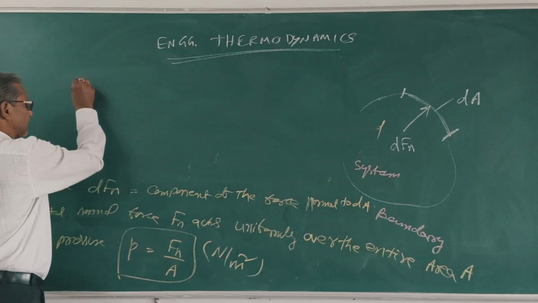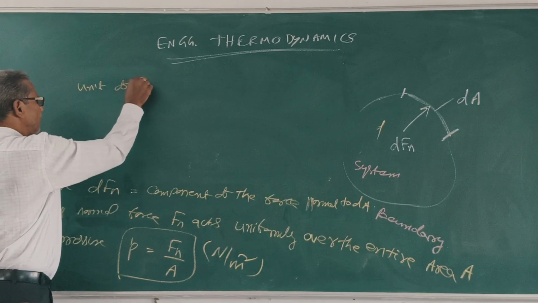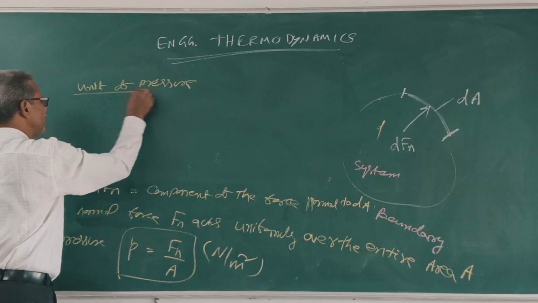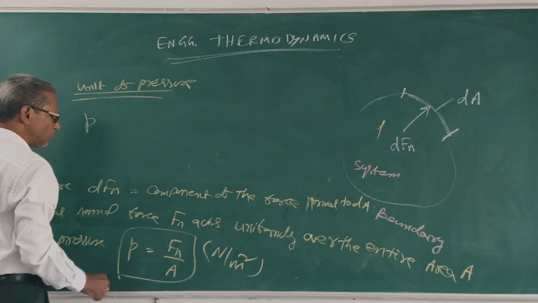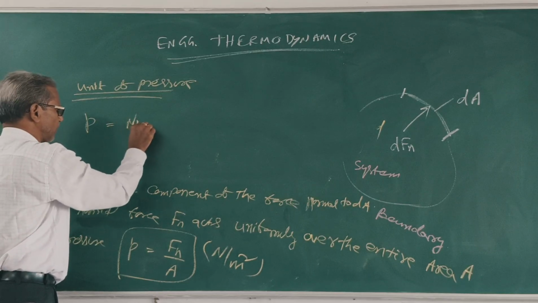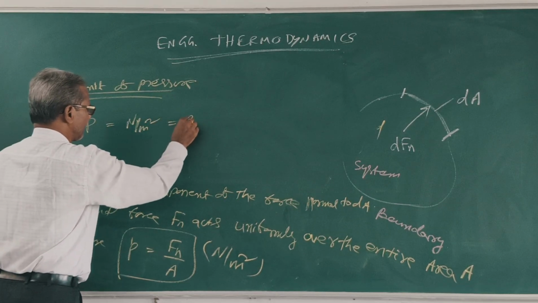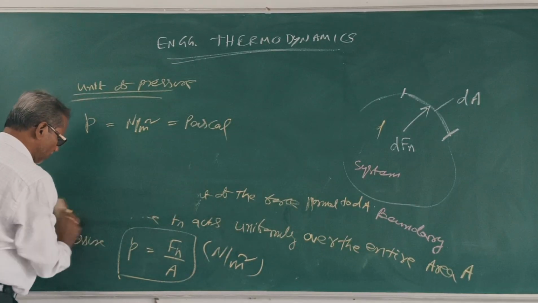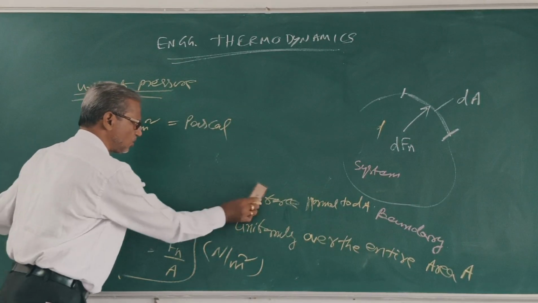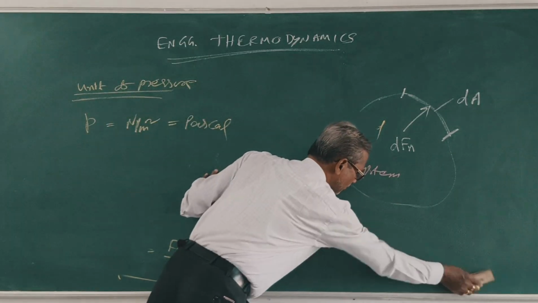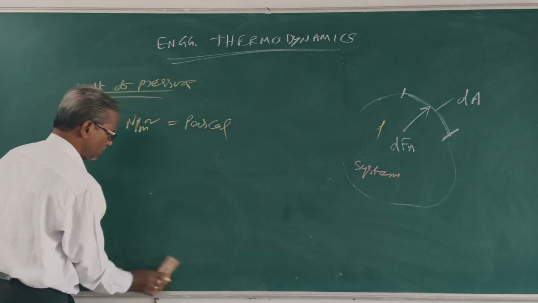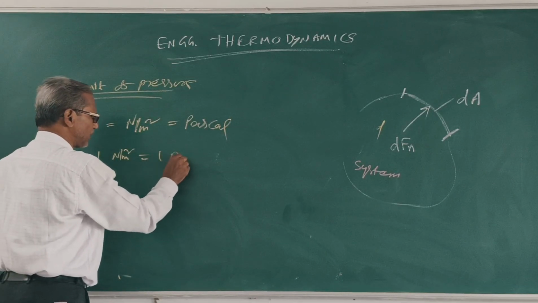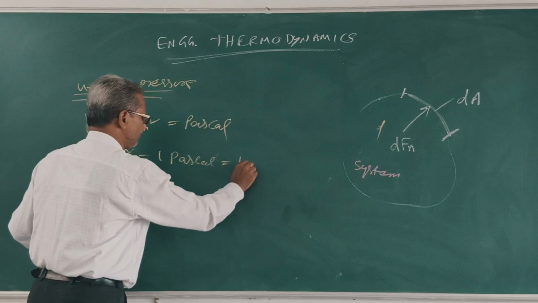What is the unit of pressure? The unit of pressure P is Newton per meter square, or Pascal. So 1 Newton per meter square is equal to 1 Pascal, 1 Pa.